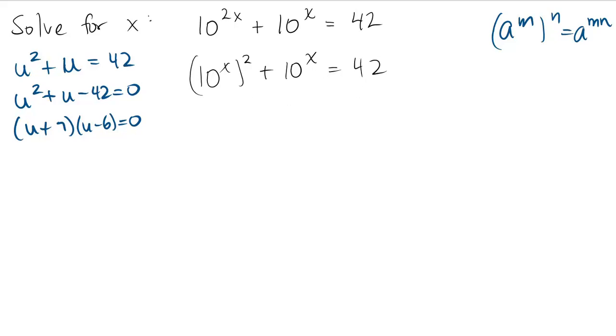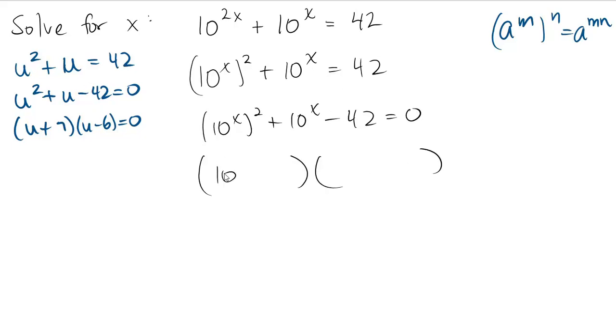I'm going to subtract 42 from both sides, get 10 to the x squared plus 10 to the x minus 42 equals 0. And then using this as my model, I know that I can factor this to 10 to the x plus 7 times 10 to the x minus 6, and that product has to be equal to 0. Check it quickly, you'll see that it works.